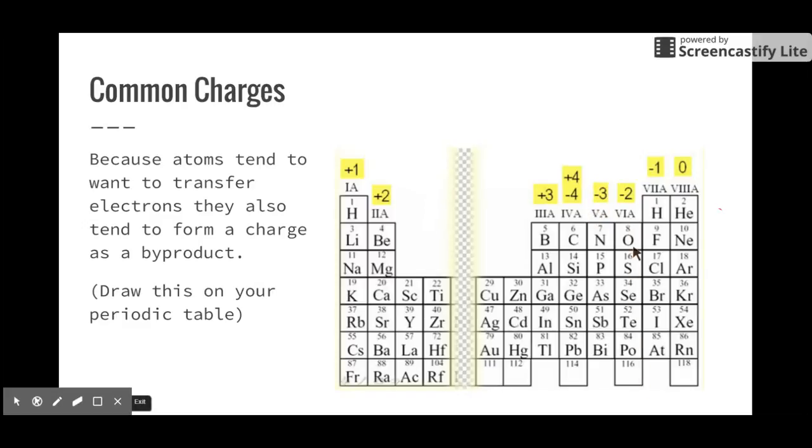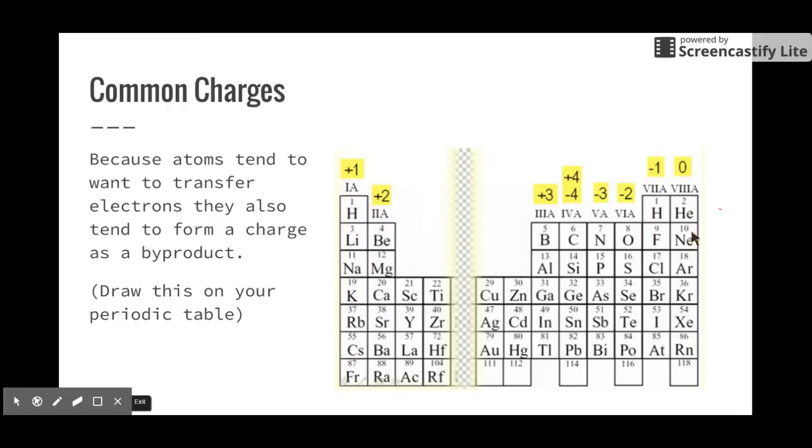These group 16 elements have 6 valence electrons. They want to gain 2 negative charges, so they're going to be negative 2. Then group 17, same thing. They have 7 valence electrons. They want to gain 1 negative charge.